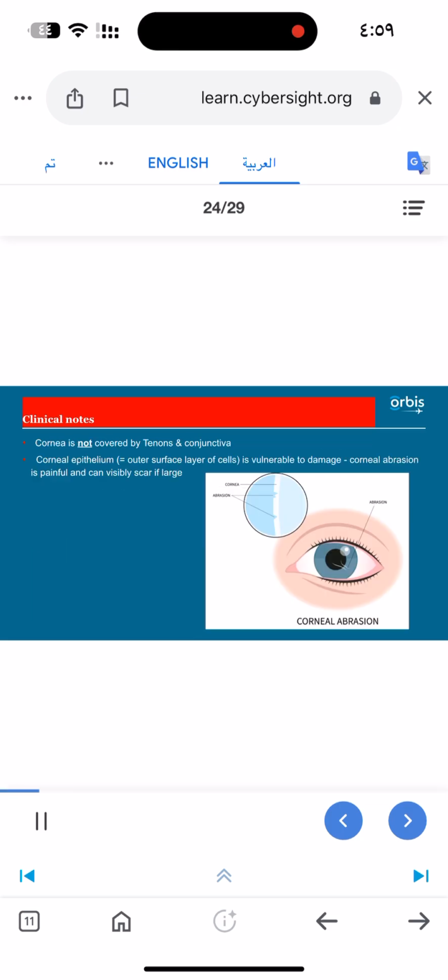The cornea is not covered by Tenon's fascia or the conjunctiva. The corneal epithelium, that is, the outer surface layer of cells covering the cornea, is very vulnerable to damage. A corneal abrasion can be very painful, and if severe, can lead to a visible scar.